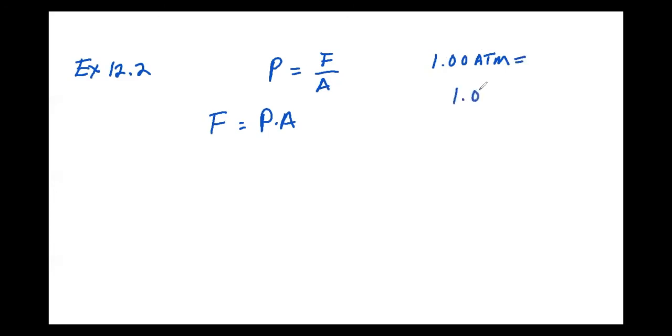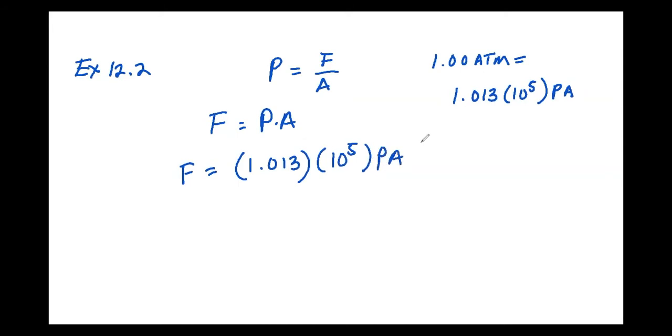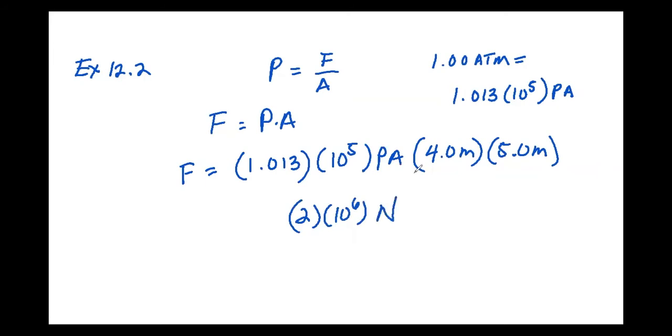All right. We have example 12.2. It's called force of air. And it reads, in the room described in 12.1, what is the total downward force due to air pressure at 1 atm? All right, so let's go ahead and do that. All right, so pressure is defined as force divided by area. So we're looking for force.